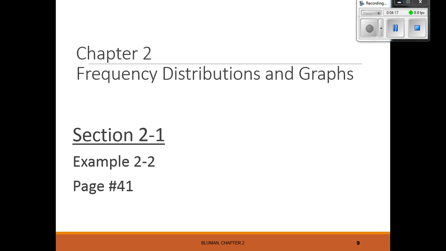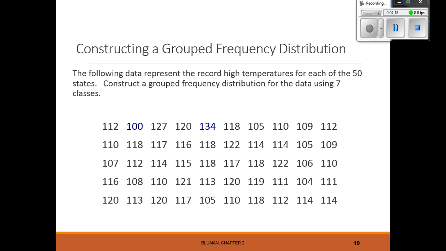The example we are starting is on page 41. So if you want to go to page 41, you can see all the data. The data you will see is this. This won't be up very long, but this is the data that we're going to be using.